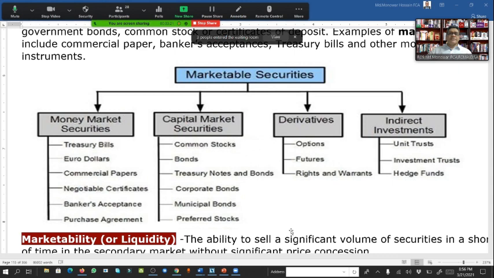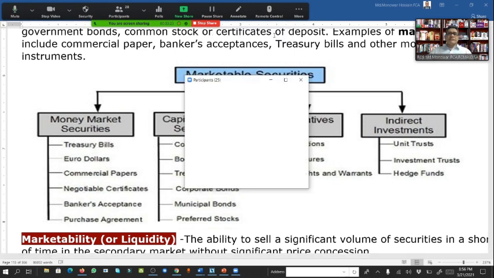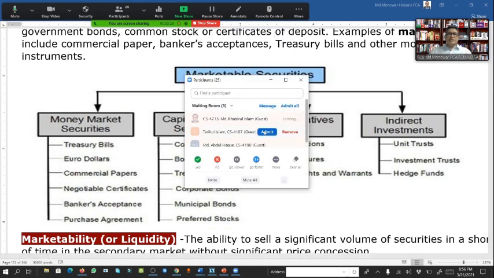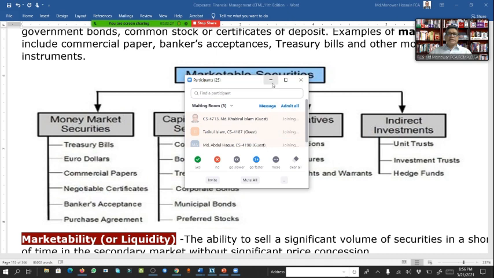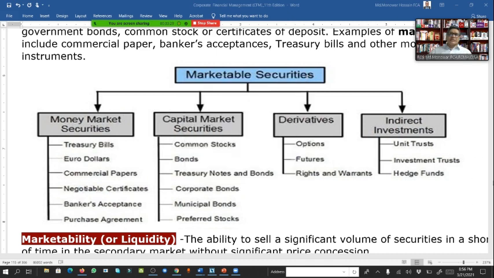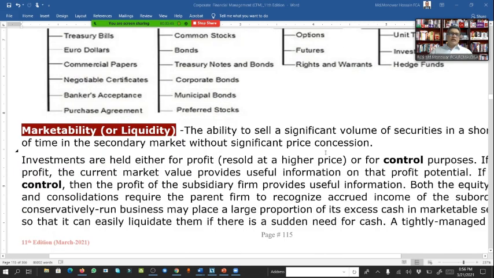And also derivatives. In our country, that type of instrument is not here at this moment. I think in future, that type of instrument will come in our capital market also. Derivatives, that is futures, options, etc. But we are hoping that in future that type of instrument will come in our capital market. That type is also a marketable security.